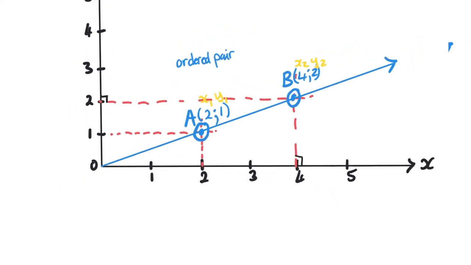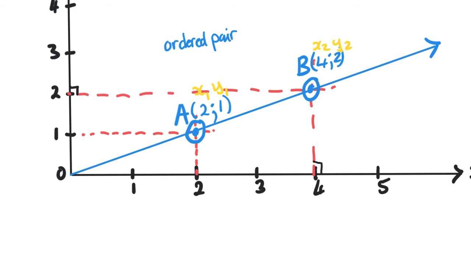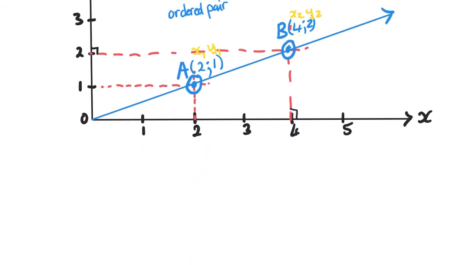Now what we want to do is determine how steep this graph is, and so we use the following formula. The slope, and slope and gradient mean the same thing, is the rise over the run.